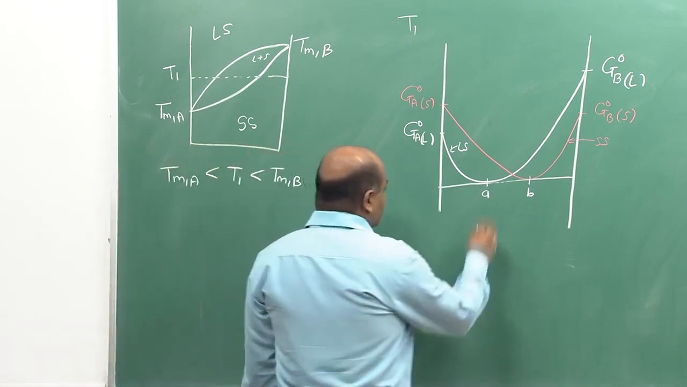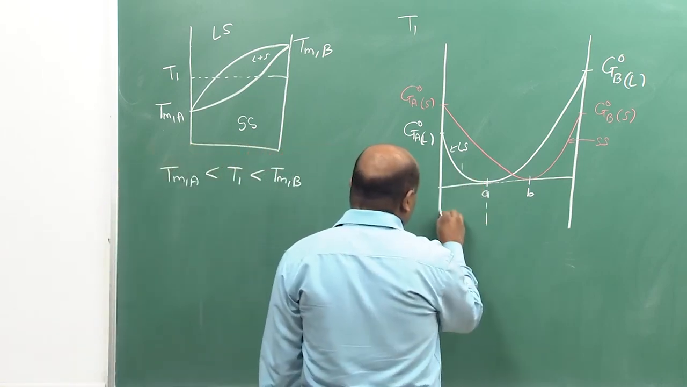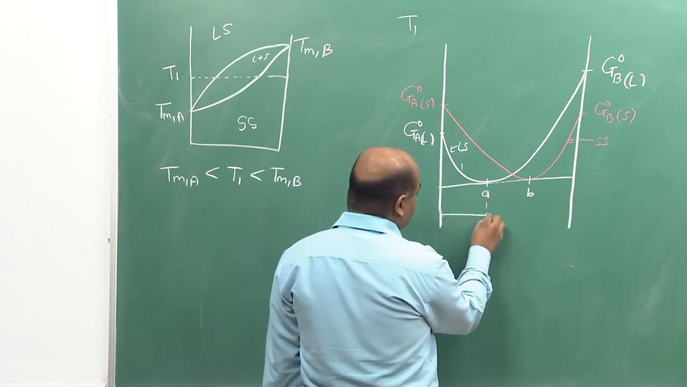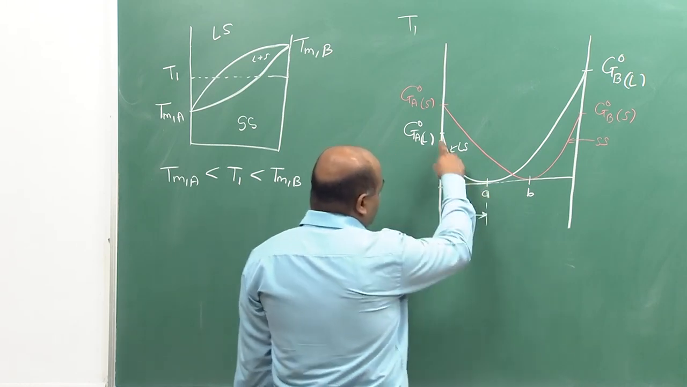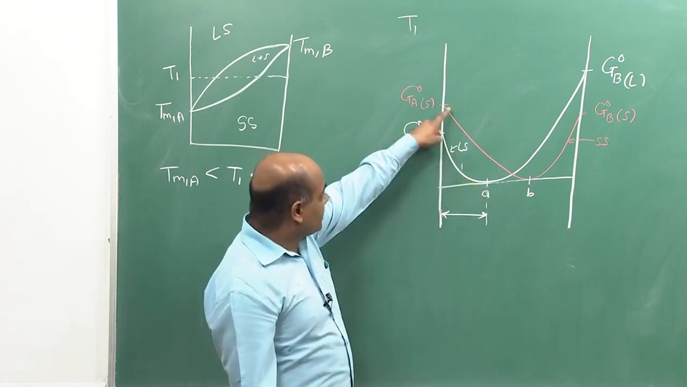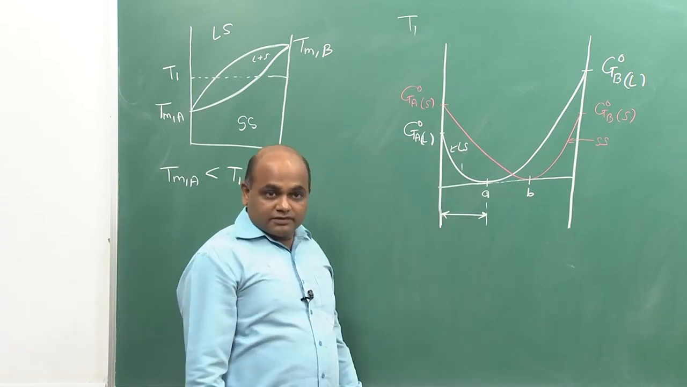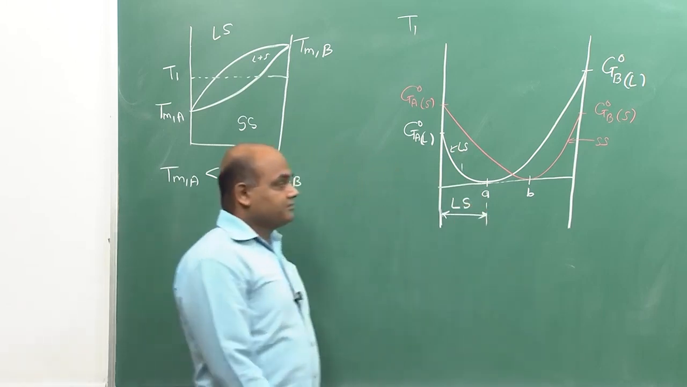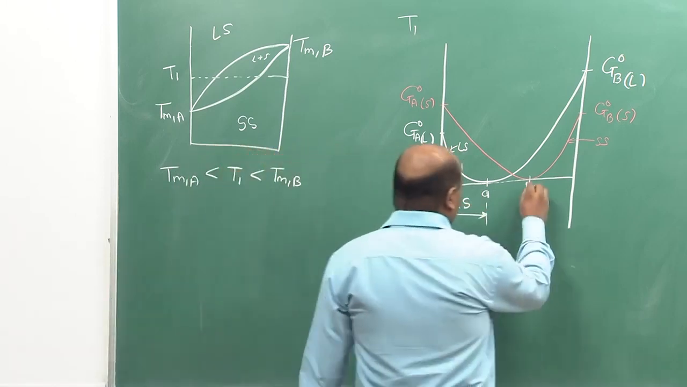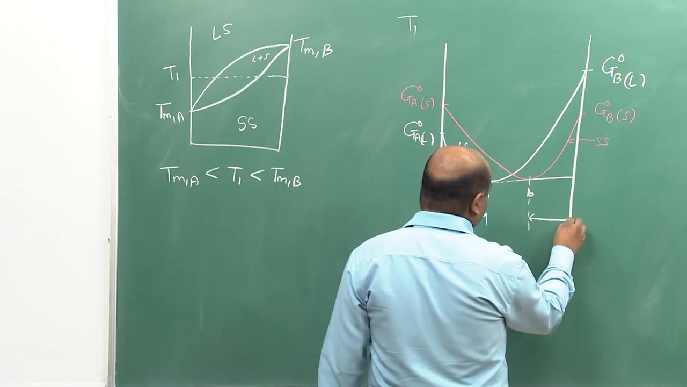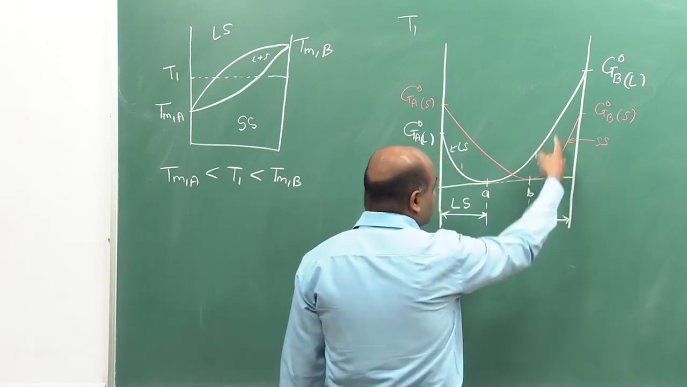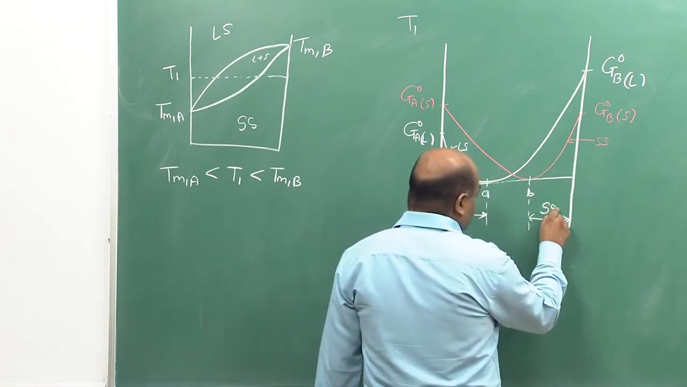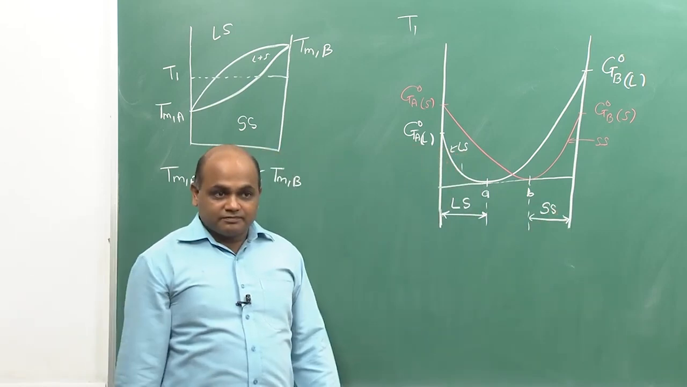So, if we vary the composition from x_B equal to 0, up to A we will see that the liquid solution has lower Gibbs free energy than the solid solution, right. So, the liquid solution will be stable. Beyond composition B, up to x_B equal to 1, we see that the solid solution has lower Gibbs free energy than liquid, and so the solid solution is stable.